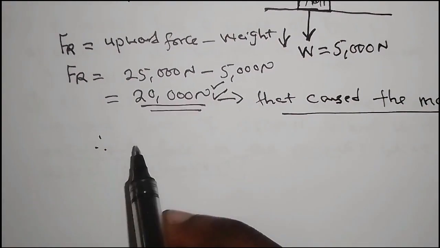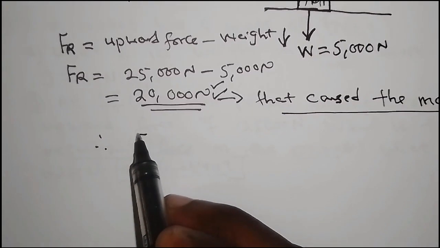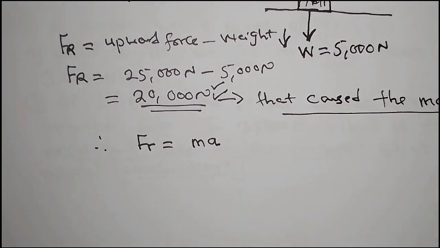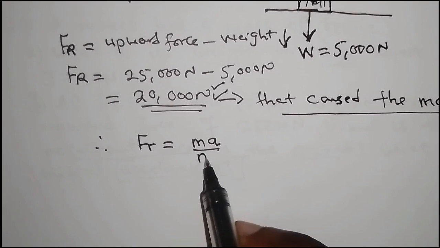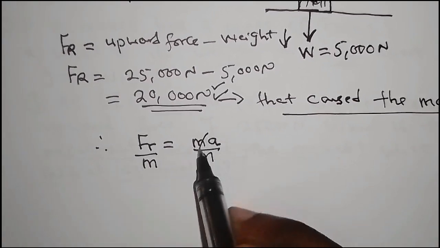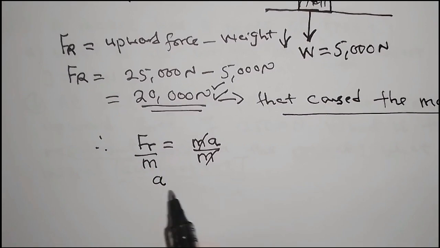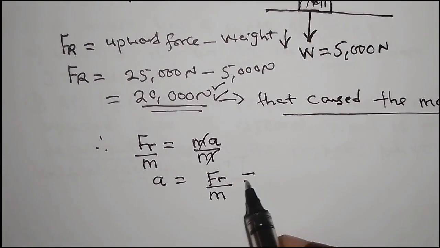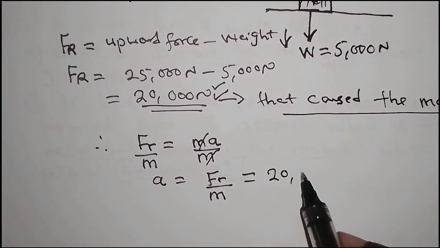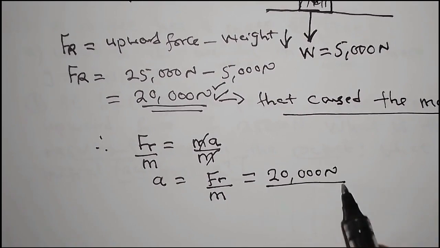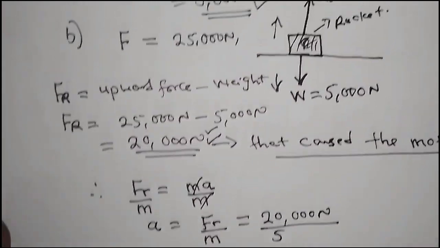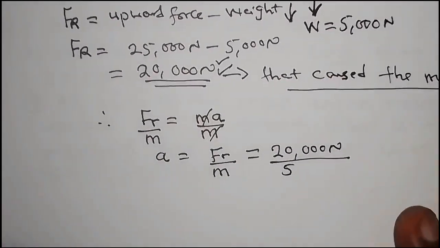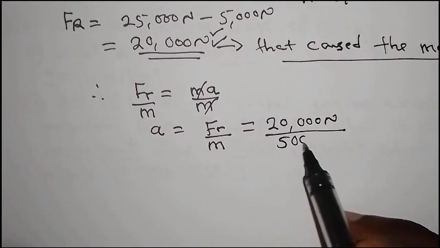And therefore, for the acceleration, first of all, you say resultant force is equal to mass times acceleration. So we make acceleration the subject by dividing both sides by the mass. This is going to be A equals resultant force divided by M. Now we know that the resultant force is 20,000 divided by the mass of the rocket, which is 500.